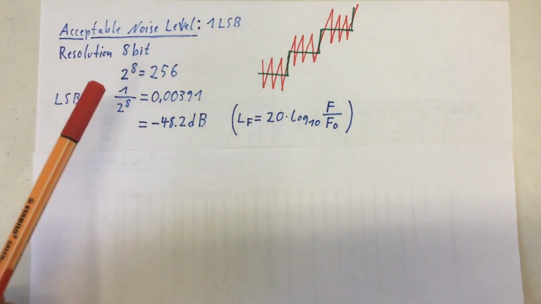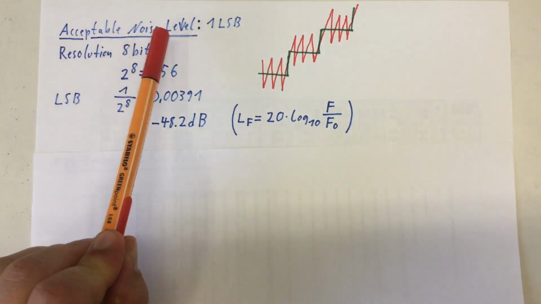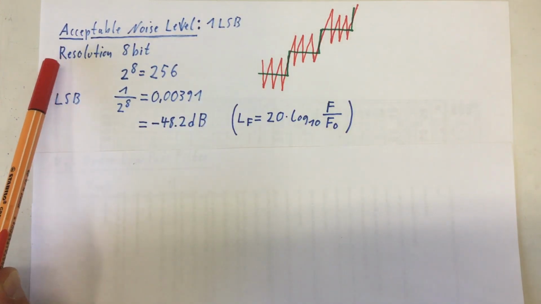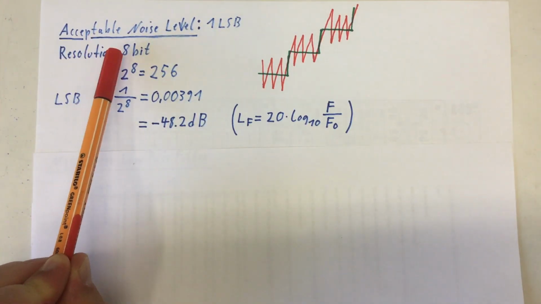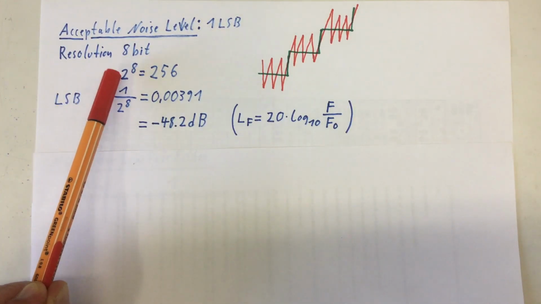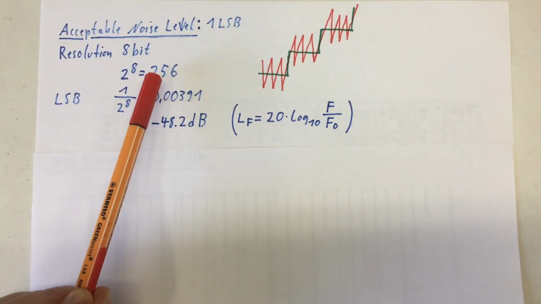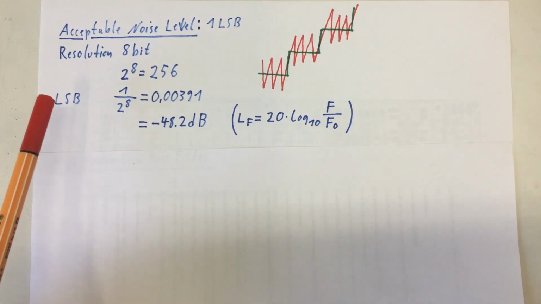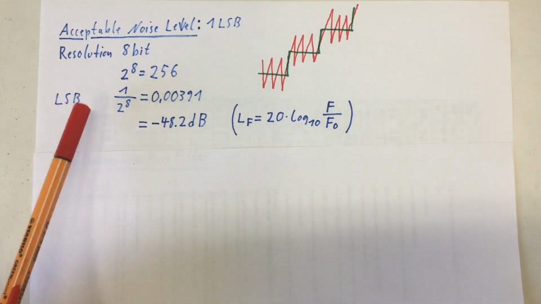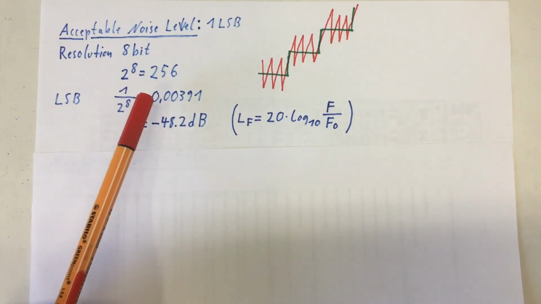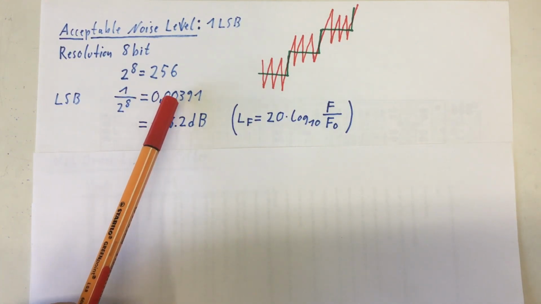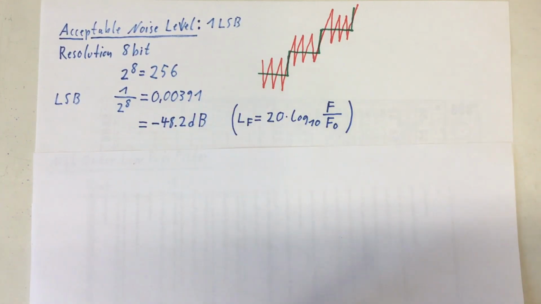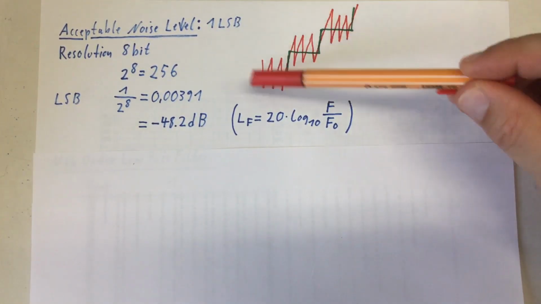In this example, I will express the acceptable noise level in least significant bits. Our PWM signal has a resolution of 8 bits, so we have 2 to the power of 8, 256 steps. So 1 least significant bit is 1 divided by 2 to the power of 8, 0.00391 of full scale. My reasoning behind that is the following.